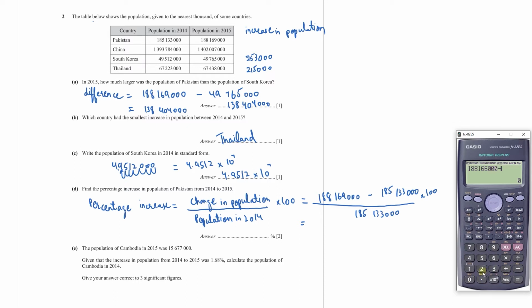188,169,000 minus 185,133,000 and then divided by 185,133,000 and then multiplied by 100. So this will be 1 point something. Then I'll write it up to 3 significant figures. So I will round this 3 up to 4. So I will get 1.64%.